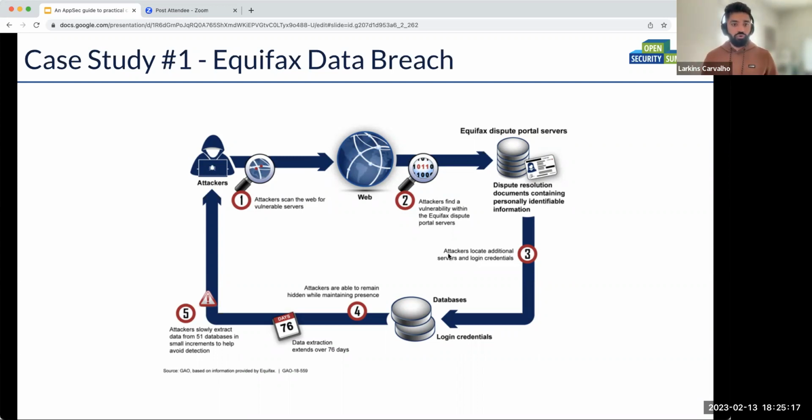Once they breached the online dispute service, they got access to different databases. And once they got access to different databases, they got additional access to 48 more databases. Once they had that access, they started encrypting the data and exfiltrating it in small chunks so that it is undetectable.